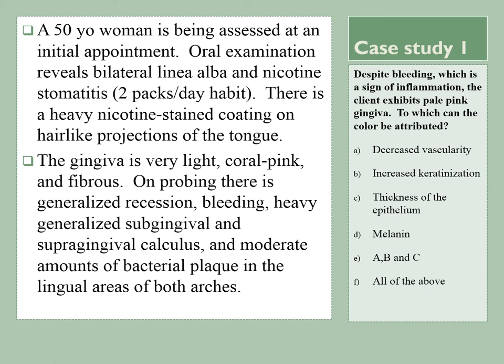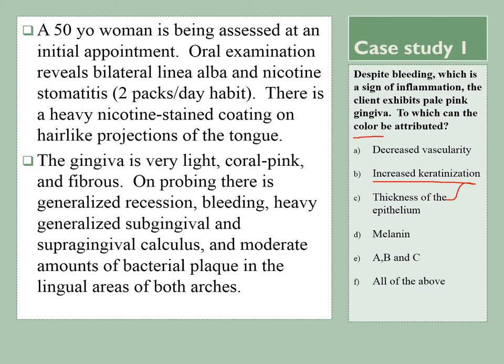Next, we're going to talk about the pale pink color to her gingiva. What is causing that? Could it be decreased vascularity, increased keratinization, the thickness of the epithelium, or the amount of melanin? Well, her smoking habit is a stress. And as I mentioned in this lecture, increased amounts of stress will definitely lead to increased amounts of keratinization. That's probably the answer I would have chosen initially, and I would have been wrong, because all of these can technically contribute to the color of the tissue.